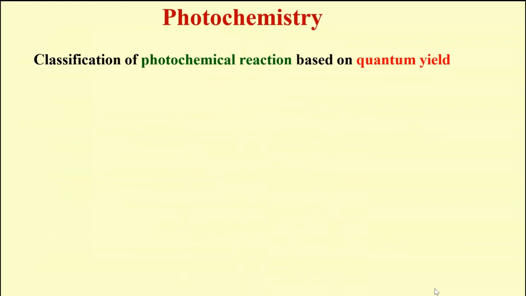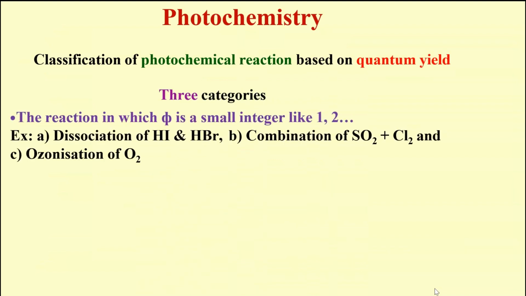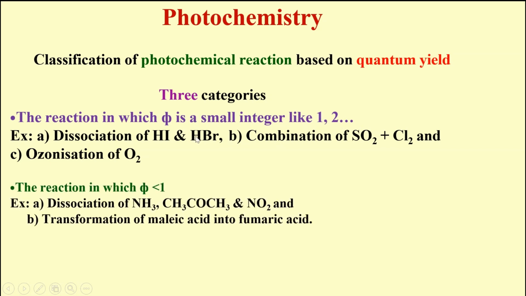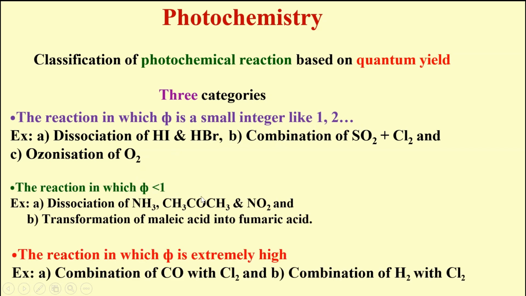We were dealing with photochemical reactions. Based on the quantum efficiency and the quantum yield, photochemical reactions are classified into three categories: those where psi is a small integer like 1 and 2, those where psi is less than 1, and those where psi is extremely high. Few of the reactions come under this category, and I have shown them in this slide. Let us discuss a few of them.